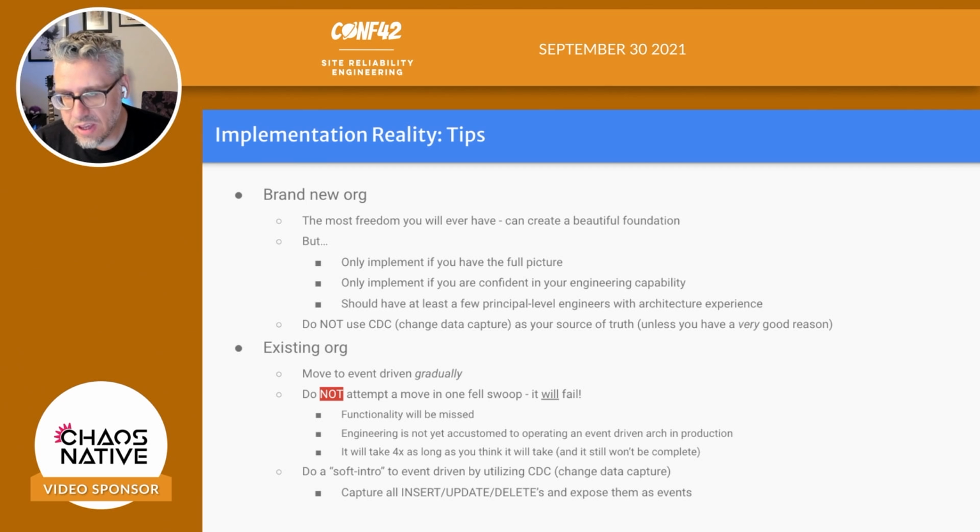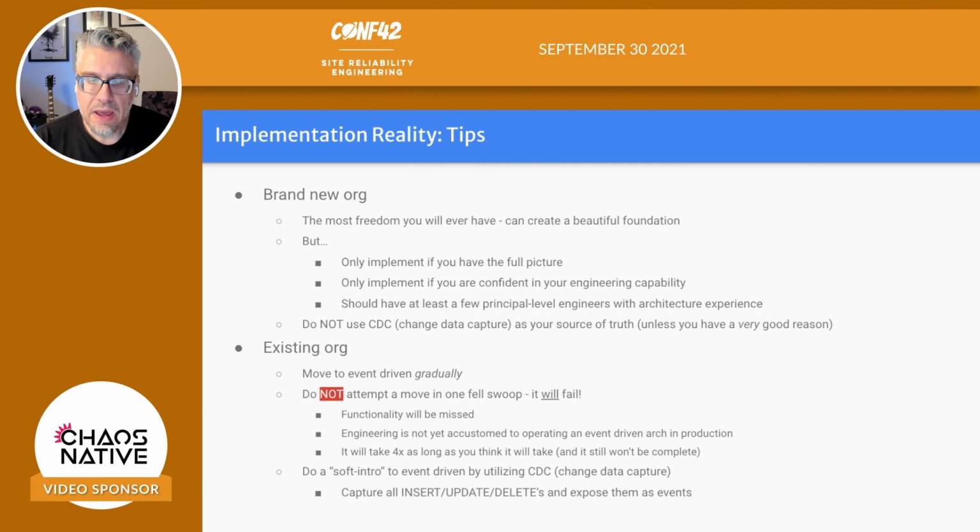So one final thing is: do not use CDC as your primary source of truth or as your only source of truth. You can totally use CDC, or change data capture, but use it as a helper, not as the primary way to create events. Actually, let your services create the events, not your database.